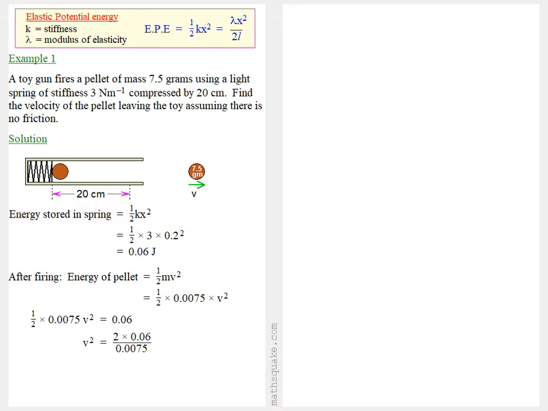0.06. Now that can be rearranged as v squared is 2 times 0.06 divided by 0.0075, which works out to be 16. And so v is the square root of 16, which is 4, and that gives us the speed of the pellet emerging from the gun is 4 meters per second.